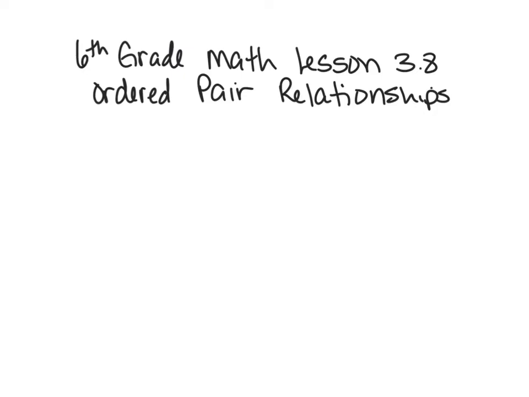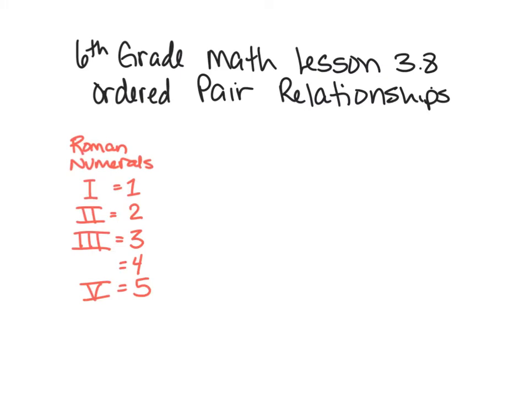Sixth grade math lesson 3.8 is talking about ordered pair relationships. And this is where we introduce the idea of quadrants. Before we get into talking about the quadrants, I want to do a quick lesson on Roman numerals because they use Roman numerals instead of Arabic numerals like we use to name the quadrants. So I'll do a quick lesson, or for some of you it's a quick review.